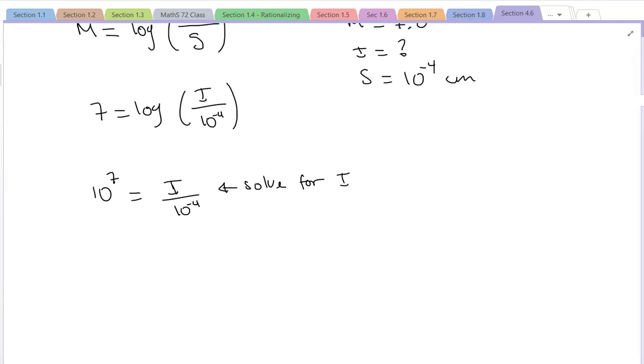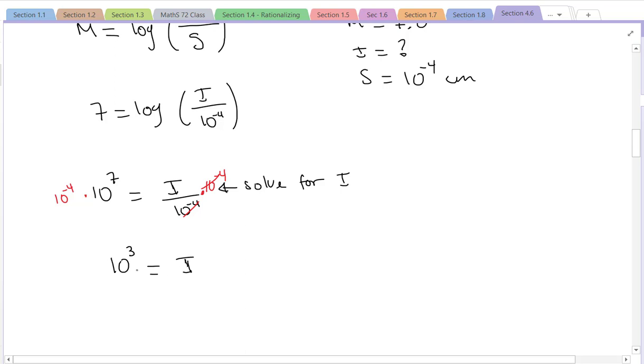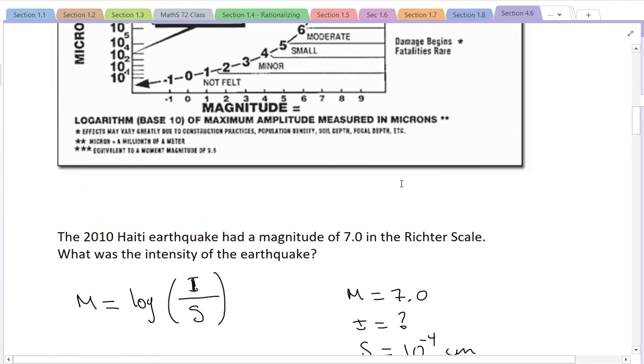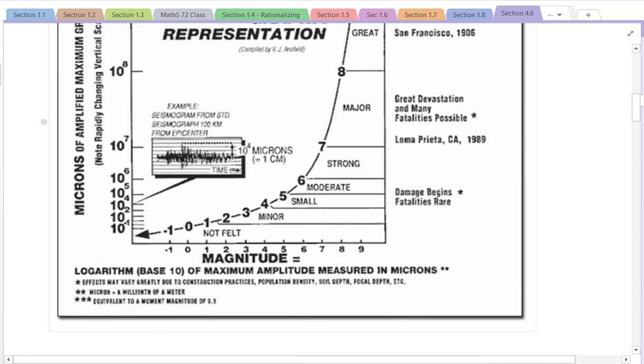Solving for I means getting rid of the 10 to the minus 4, so multiply both sides by 10 to the minus 4. Here they divide out and cancel, and I'm left with 10 to the minus 4 times 10 to the 7. I'm multiplying the same bases, so we add exponents, so 10 cubed equals I. Now 10 cubed is something we can compute. I equals 1,000. So what does this mean? This means that the intensity was 1,000 centimeters. Going back to the seismograph, the amplitude will be 1,000 centimeters.